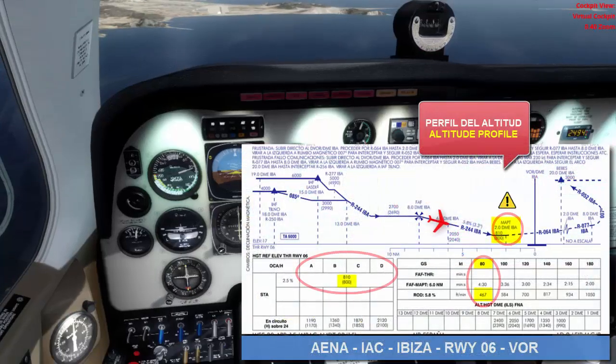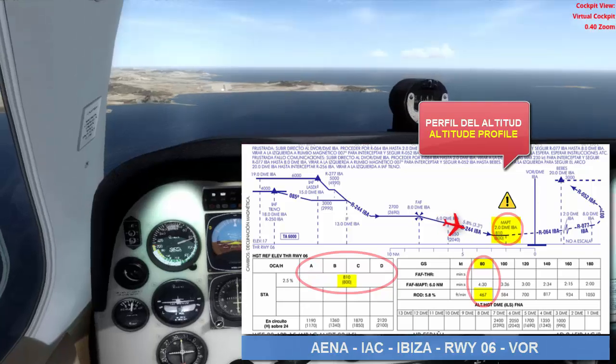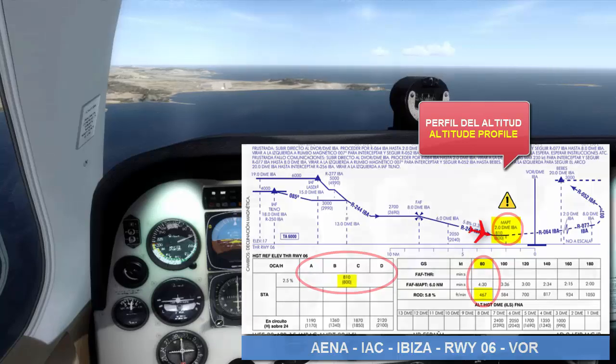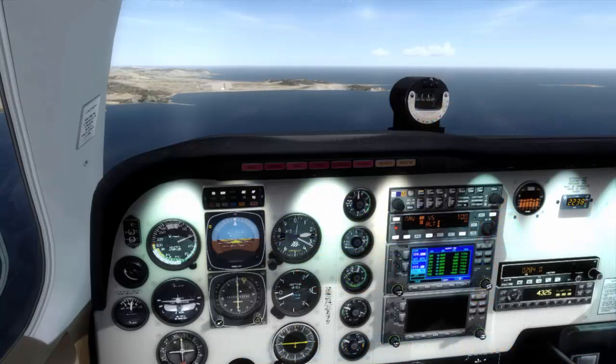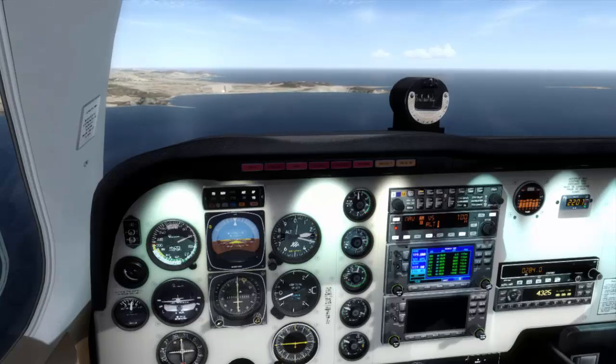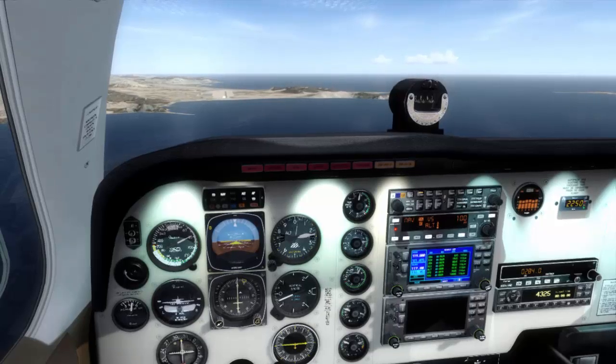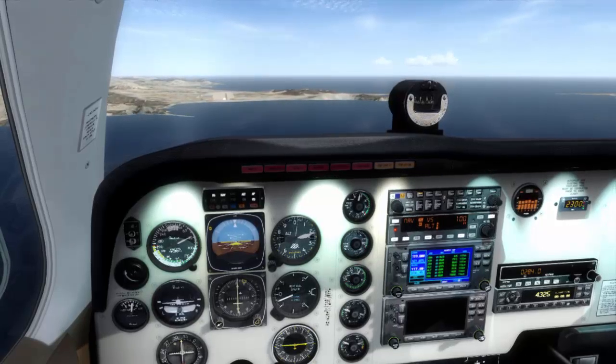Take a look also at the descent rate. For 80 knots, the recommended descent rate is 476 feet per minute. We don't have that in our altimeter. We have 400 or 500. Don't worry, program 400 or 500. This is not a precision approach.